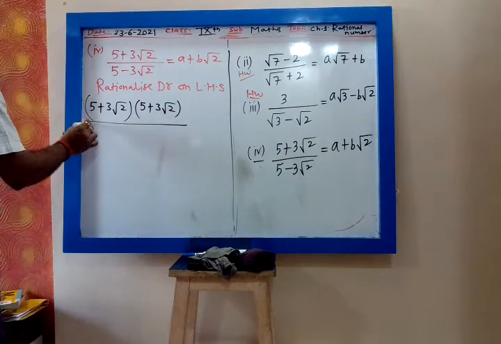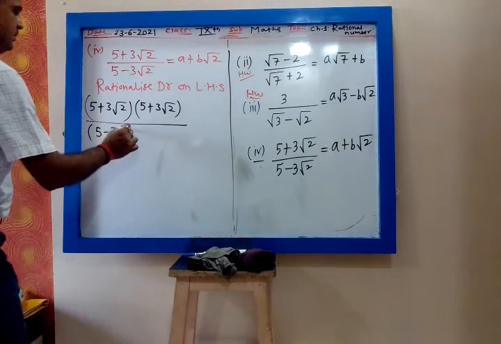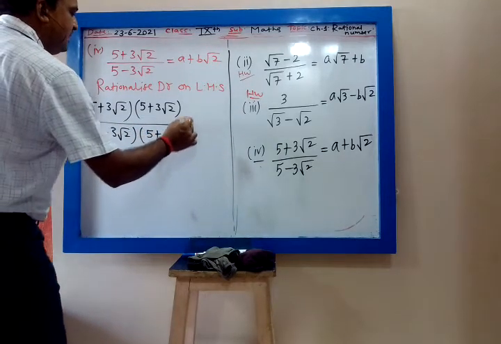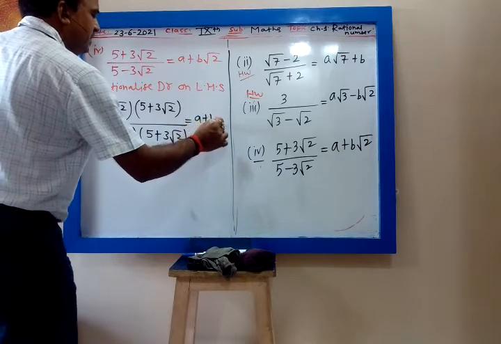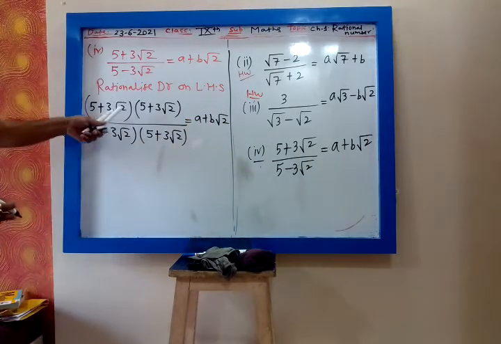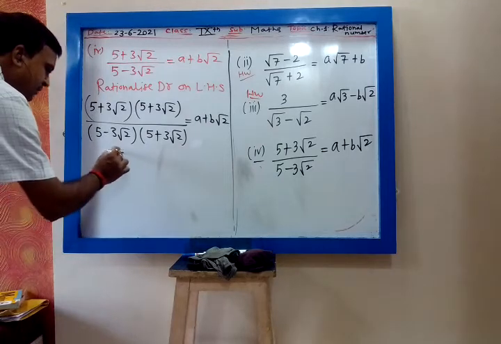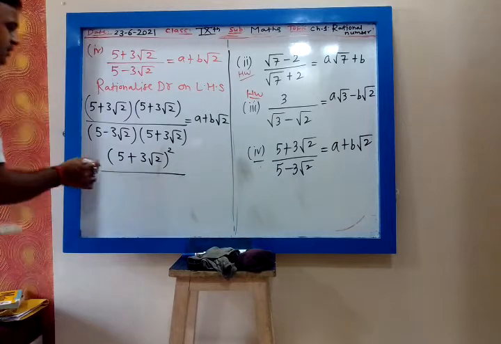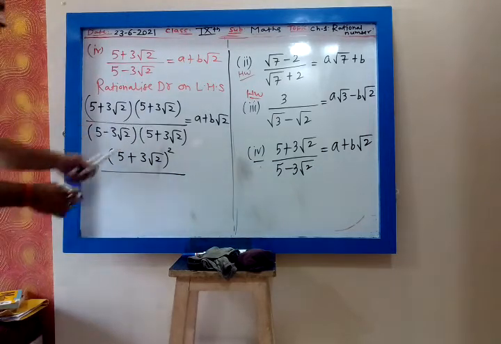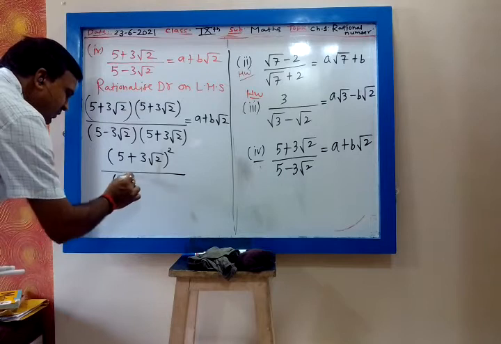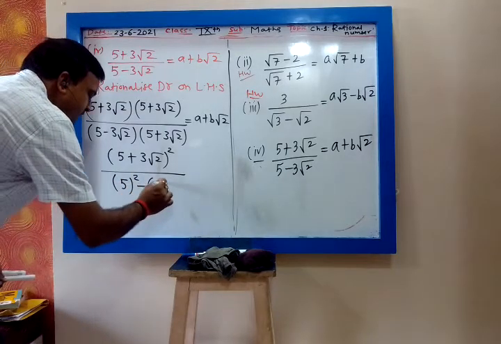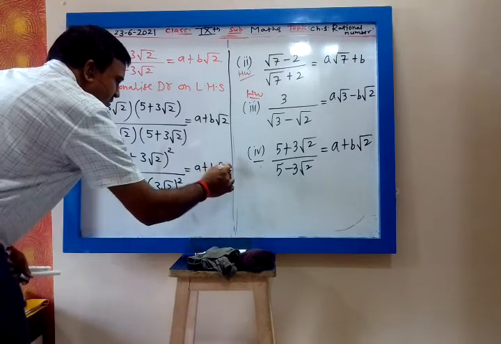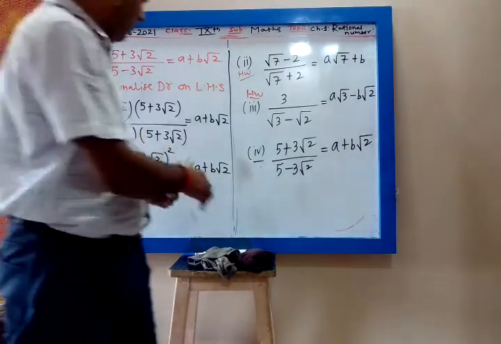Then the denominator is 5 minus 3 root 2, multiplied by 5 plus 3 root 2, and this is equal to a plus b root 2. Now the numerator is a into a square, so that will be (5 plus 3 root 2) square, upon the denominator a minus b into a plus b. So that will be 5 square minus (3 root 2) square, is equal to a plus b root 2.